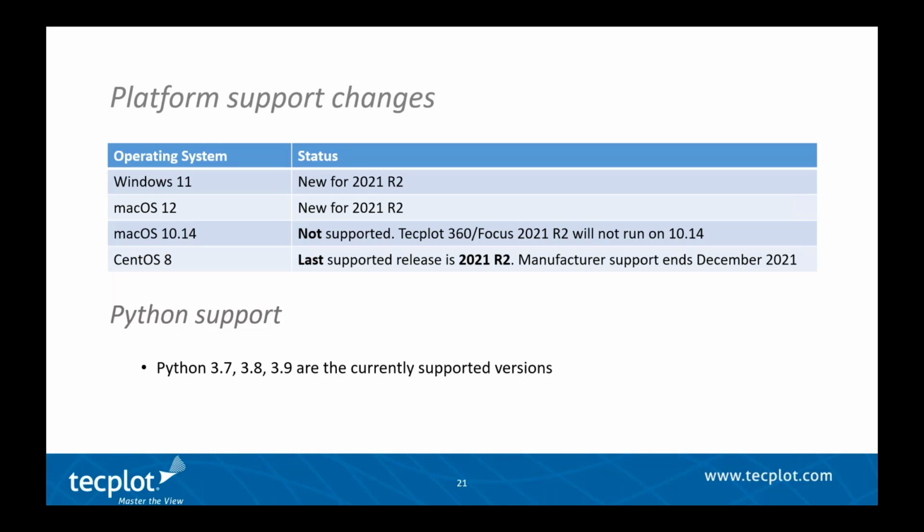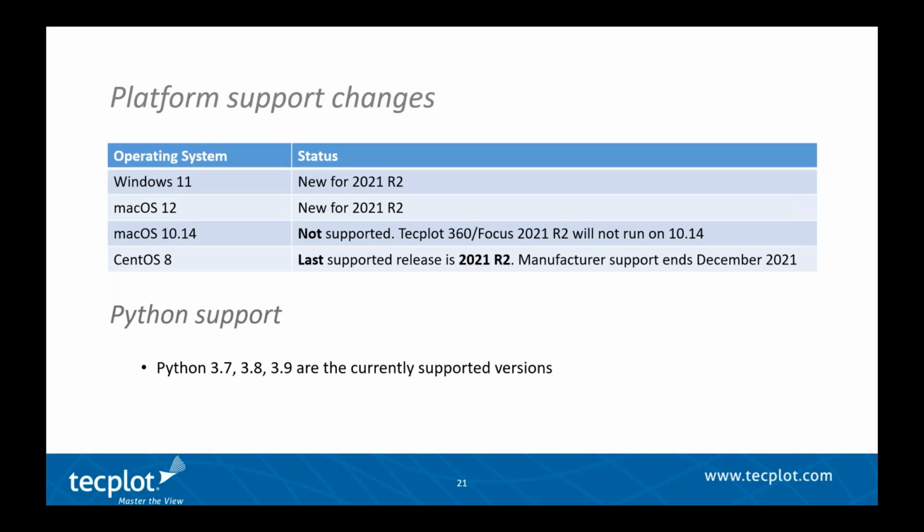And then CentOS 8. This is the last release that is going to support CentOS 8. There have been some changes on the CentOS side, and CentOS is dropping support for CentOS 8 themselves at the end of this year, so we're going to do likewise. And just a reminder for Python support, like with macOS, we fully support the current version of Python and the two previous, so that's 3.7, 3.8, 3.9.